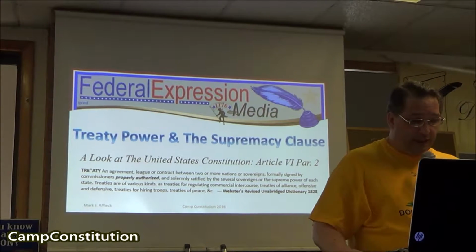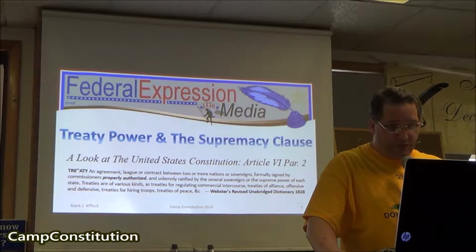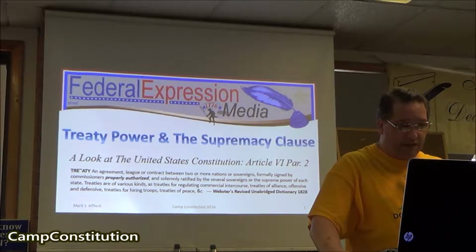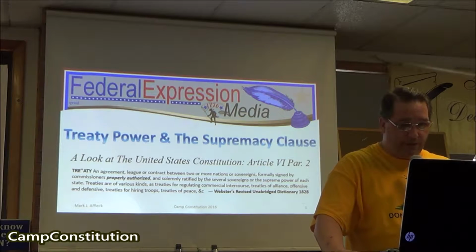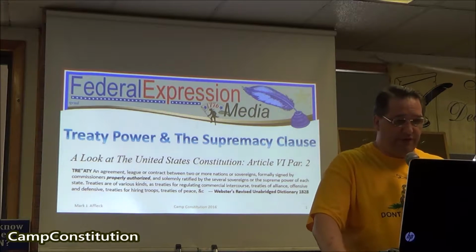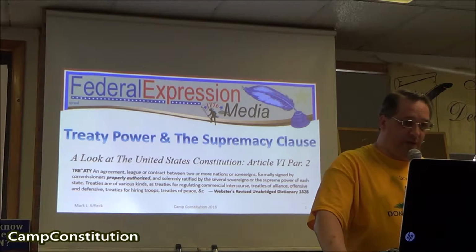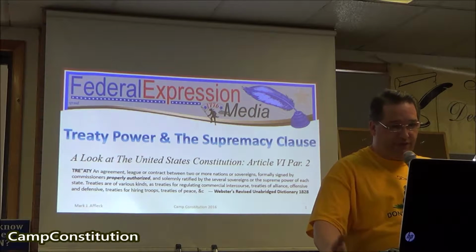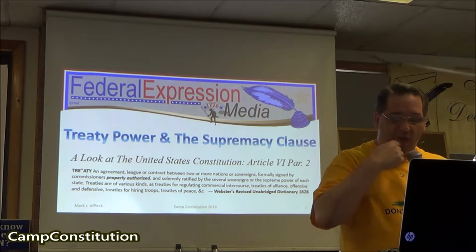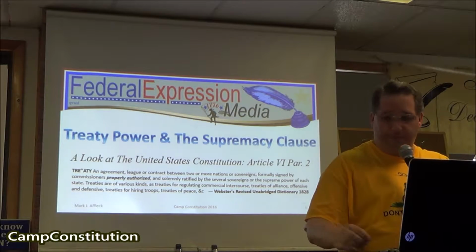So here he says a treaty is an agreement, a league or contract between two or more nations or sovereigns, formally signed by the commissioners, properly authorized and solemnly ratified by the several sovereigns or the supreme powers of each state. Treaties are of various kinds: treaties for regulating commercial intercourse, treaties of alliance, offensive and defensive, treaties for hiring troops, treaties of peace, etc. Okay? Are there any questions on what a treaty is? I think we all kind of know what a treaty is, right?